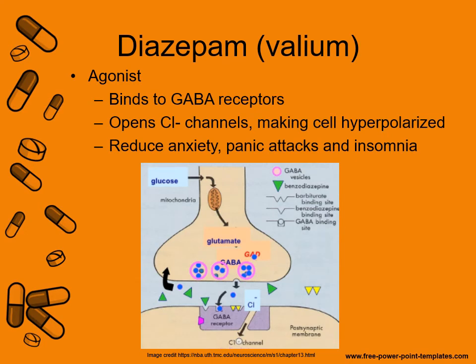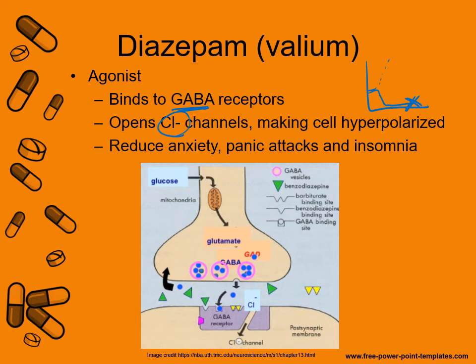Diazepam or Valium is an agonist. That is a sedative. It is going to act just like GABA. GABA is one of our neurotransmitters that causes chloride channels to open, which makes the cell hyperpolarized. Remember, depolarization, we get more positive. Hyperpolarization, we get more negative. This basically turns the signaling in that nerve cell off.